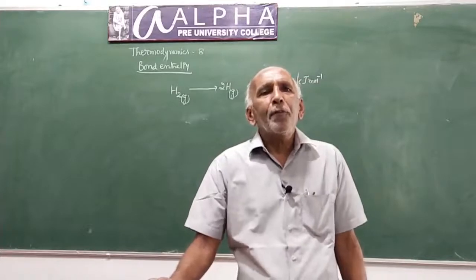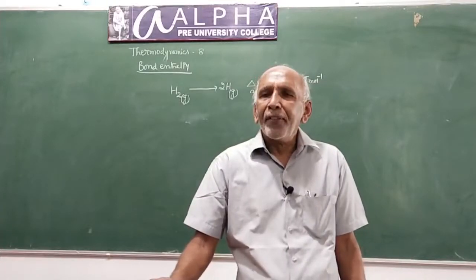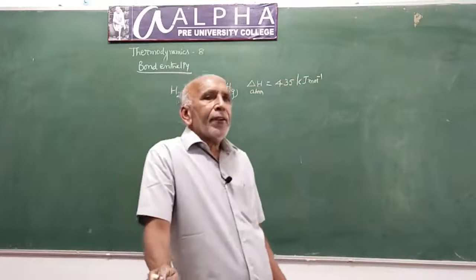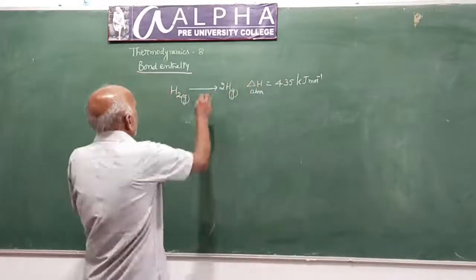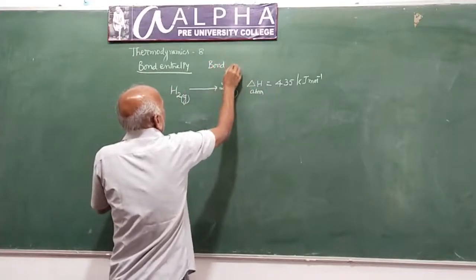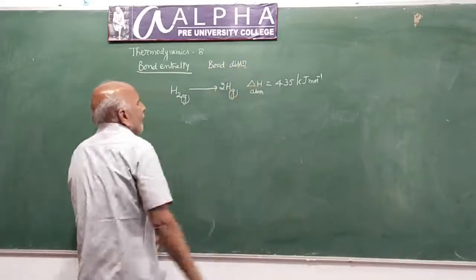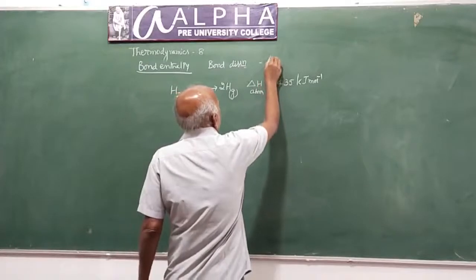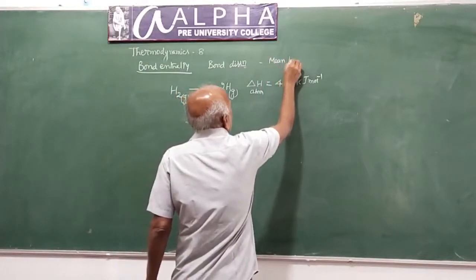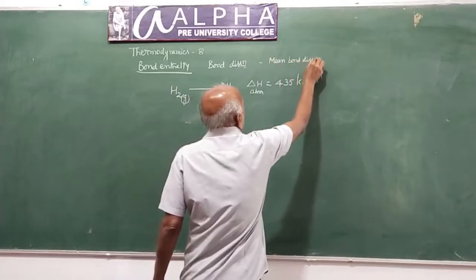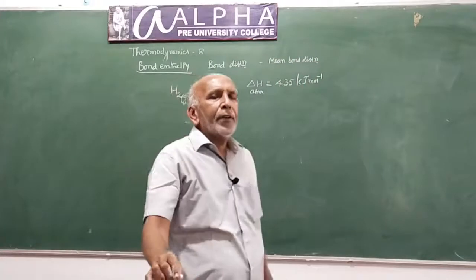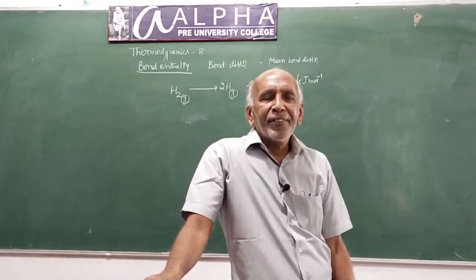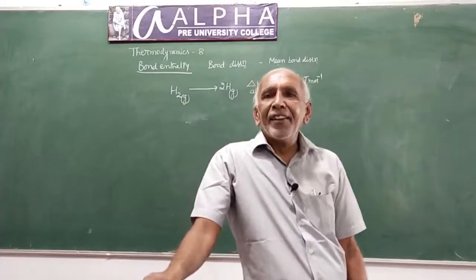So breaking and making of bonds is nothing but a chemical process or interaction. Okay. See, bond enthalpy is of two types. One is bond dissociation enthalpy. Another one is mean or average bond dissociation enthalpy. It is often known as dissociation enthalpy. Bond enthalpy is also known as dissociation enthalpy.